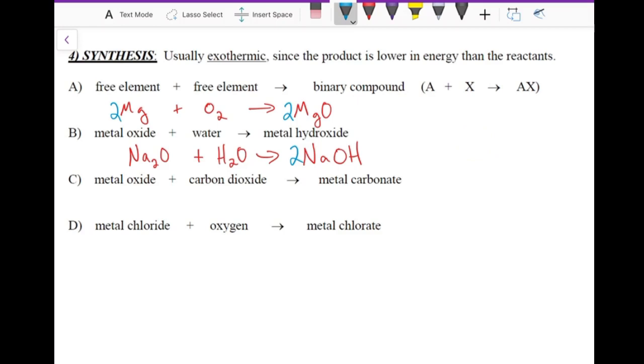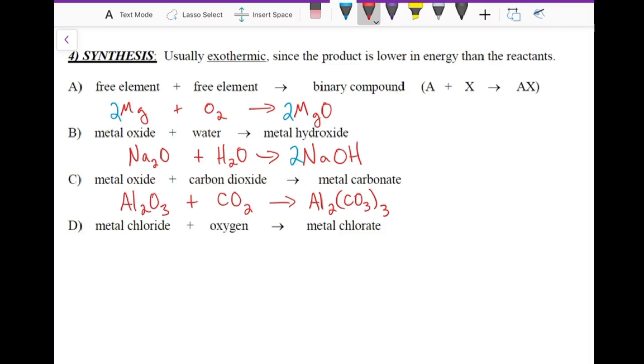So for C, metal oxide plus carbon dioxide, very similar. I could use sodium oxide again, but I'll change it up a little bit. Let's say we have aluminum oxide, which is Al2O3. Carbon dioxide, of course, is just CO2. And it's going to make metal carbonate. In this case, the metal is aluminum, and we're going to pair that aluminum with carbonate. So Al2(CO3)3 balances the +3 charge on the aluminum and the -2 charge on the carbonate. And then we just balance the equation.